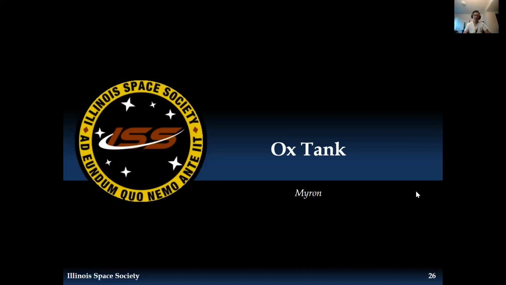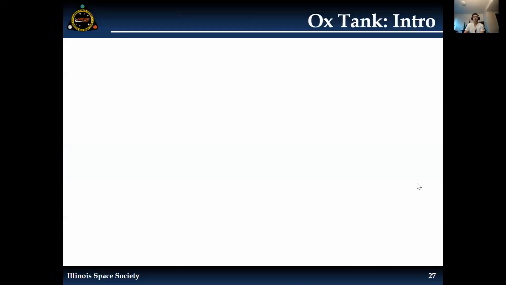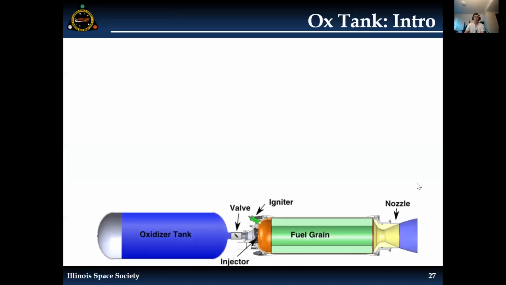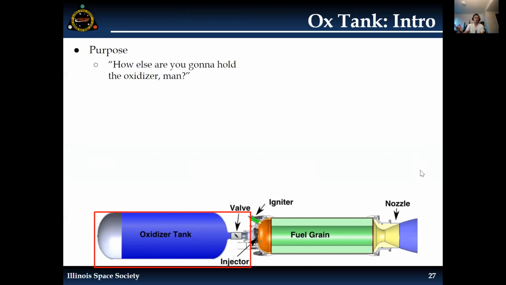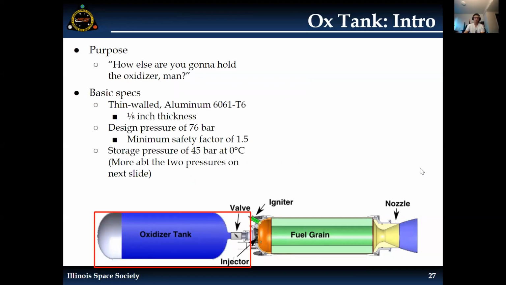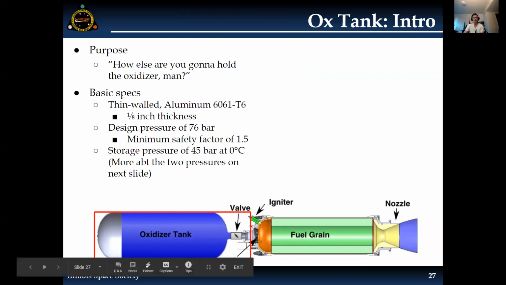Hello, I'm Ira, and I'll be talking about the Oxidizer Tank. That is an example of a diagram of a hybrid engine, and the Oxidizer Tank is at the very top. The purpose of it is just to hold the oxidizer. And here's a rundown of the basic specs.